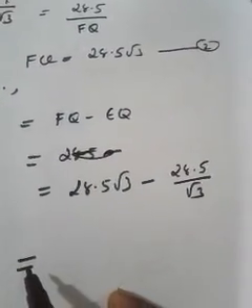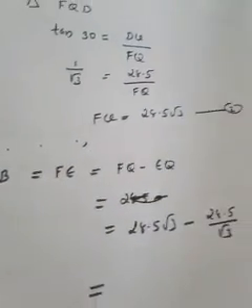28.5 by root 3. You may have understood. Okay, and this will give you what is AB.